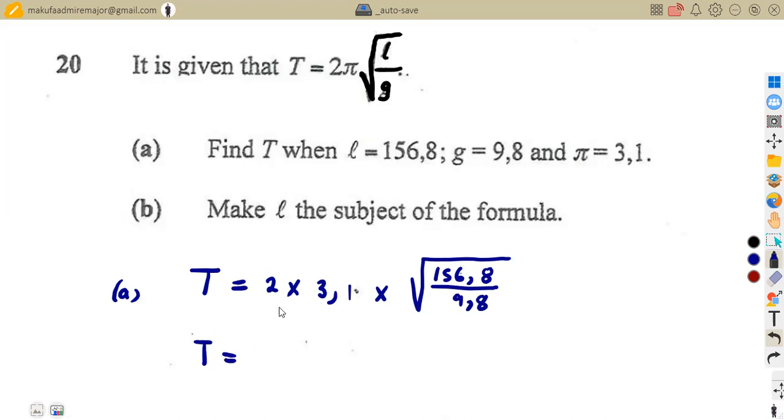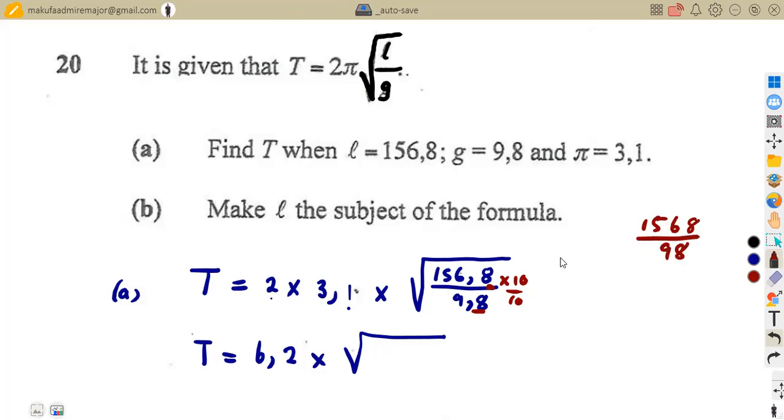So meaning to say here we are going to obtain 2 times 1, which is 2. 2 times 3, which is 6. We're going to have 6,2 times the square root of, we can just simplify what is inside of our square root here, multiply by 10 over 10 to remove the 1 decimal place that we have. We are going to have 1,568 over 98. If you were to reduce this properly digit by digit, you're going to obtain 16. That was going to give us the square root of 16.